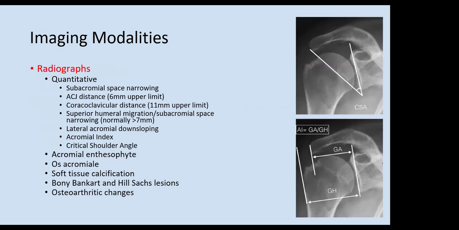For the radiographs, I'm sure you know this, we normally start imaging the shoulder with radiographs. Radiographs are a very valuable imaging test in detecting various shoulder pathologies. In addition, they can provide quantitative measurements of the shoulder joint. For example, assessing the critical shoulder angle, the acromial index, the coracoclavicular interval, and the subacromial joint space. There are various applications for radiographs in shoulder pathology, in addition to detecting, for example, fractures or bony Bankart, soft tissue calcification, and osteoarthritic changes.